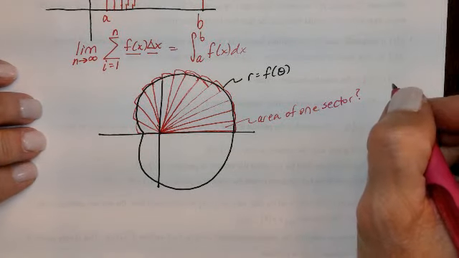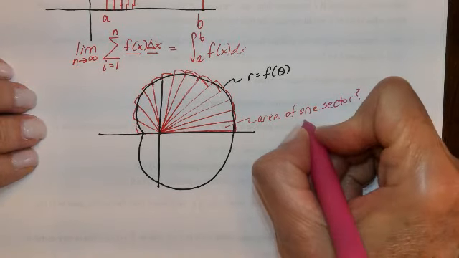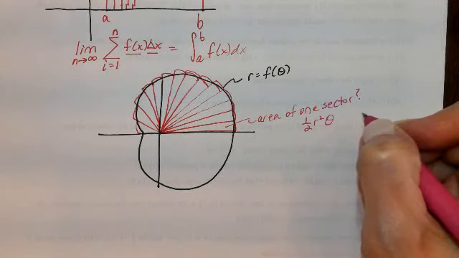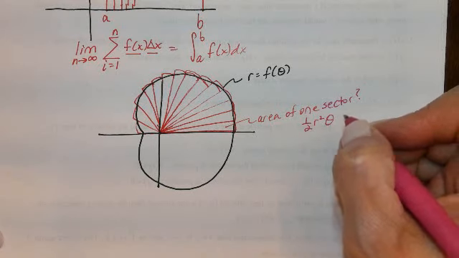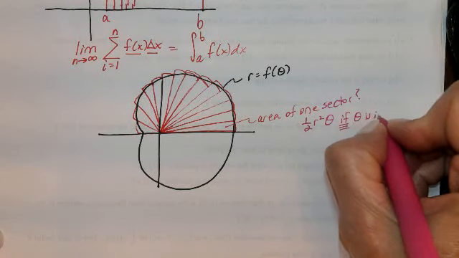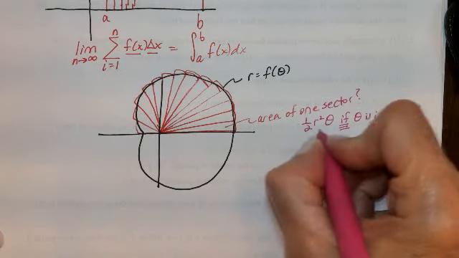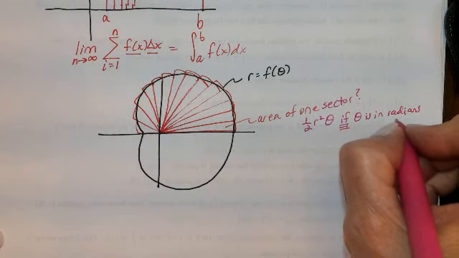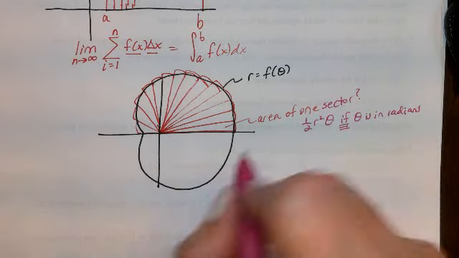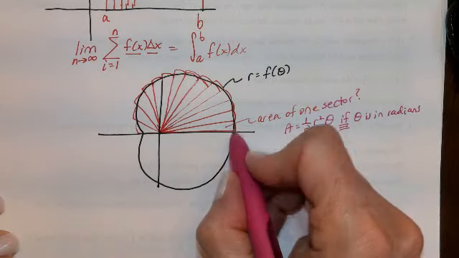Back in geometry, you did this. The area of one sector is 1/2 r squared theta. That's what it is, 1/2 r squared theta, if and only if theta is in radians. This formula does not work if theta is in degrees. I could show you where this comes from. It's not too hard, but let's just go on. That is the area of one sector.